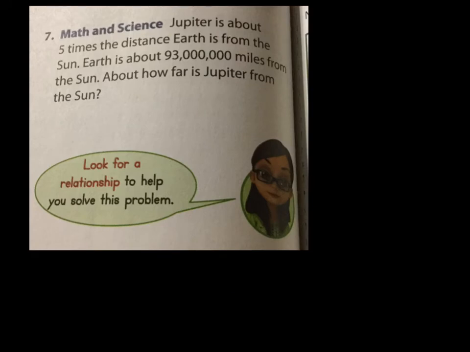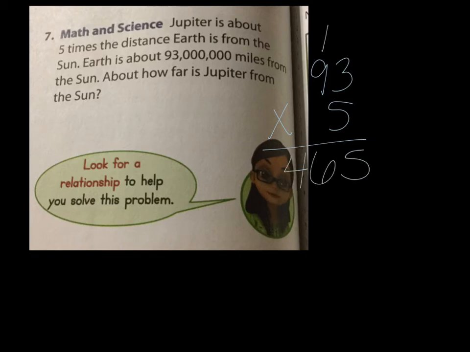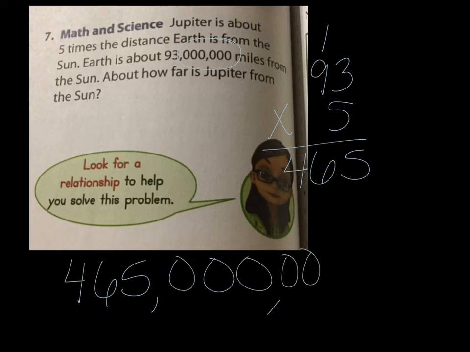Jupiter is about 5 times the distance Earth is from the Sun. Earth is about 93 million miles from the Sun. About how far is Jupiter from the Sun? It's 5 times the distance. So we're going to take 93 times 5. That little trick we learned earlier in this chapter. 15, 46. So I have 465, but then I need to add those 6 zeros. So I have 465 million miles.